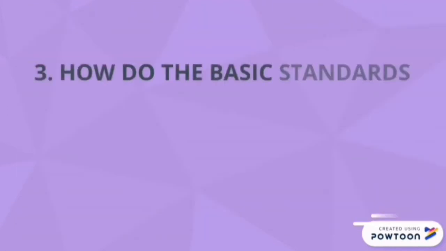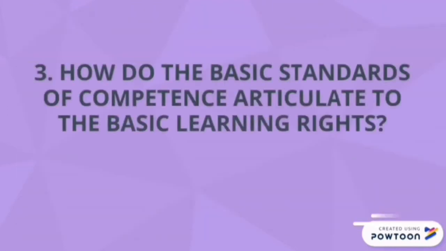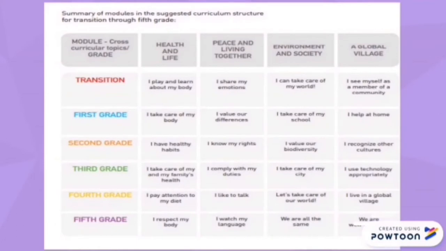3. How do the basic standards of competence articulate to the basic learning rights? This figure is a summary of the modules in the suggested curriculum structure from transition through 5th grade. This covers topics such as health and life, peace and living together, environment and society, and a global village for each grade.